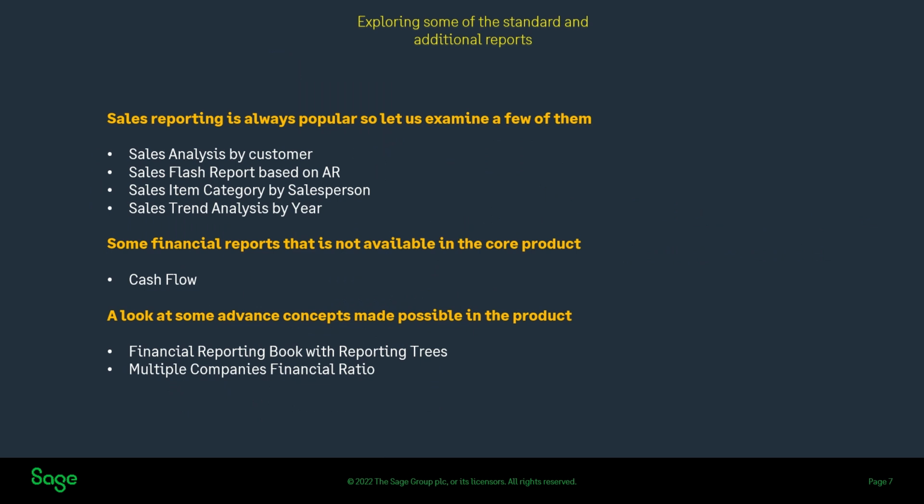To give you an idea of what we will be covering today, I have them listed here. First off, we're going to be looking at some sales reporting, because sales reports are always popular requirements in any accounting system. So I have collected four of the many reports that relate to sales to show you today: the sales analysis per customer, flash report, sales item category by salesperson, and sales trend analysis by year. Now, it is not so much the nature of these reports, but I purposely chose them because they reflect the power of what this tool can actually offer you as a customer, right?